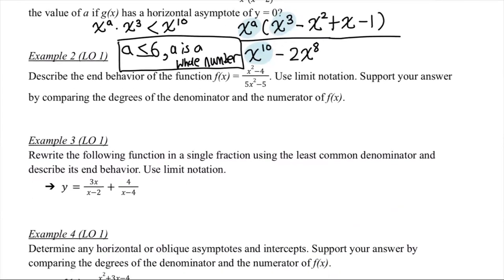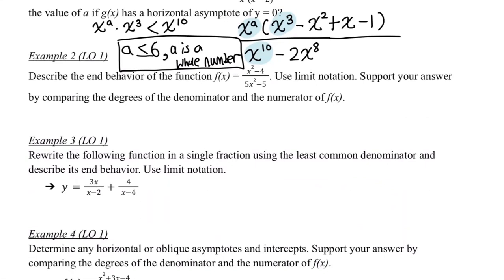Let's also look into question number 2. Describe the end behavior of the function f of x is equal to x squared minus 4 over 5x squared minus 5. Use limit notation. Support your answer by comparing the degrees of the denominator and the numerator of f of x.